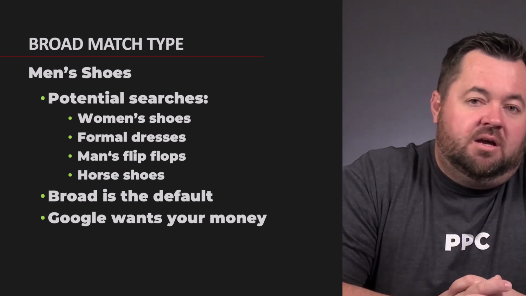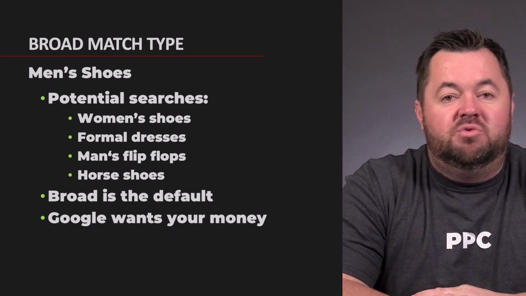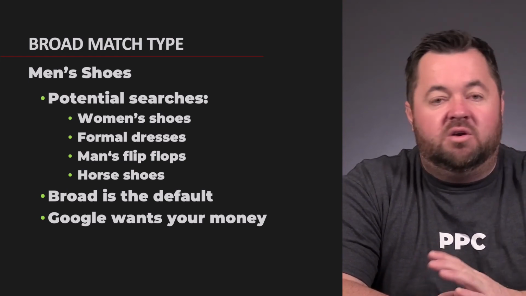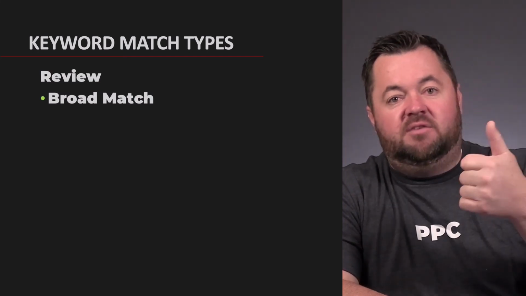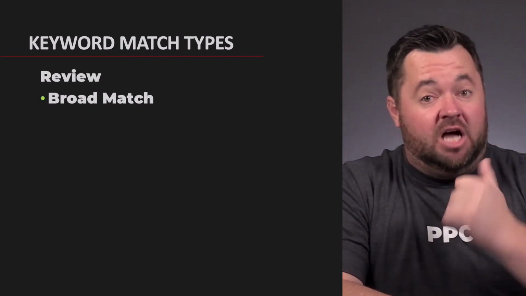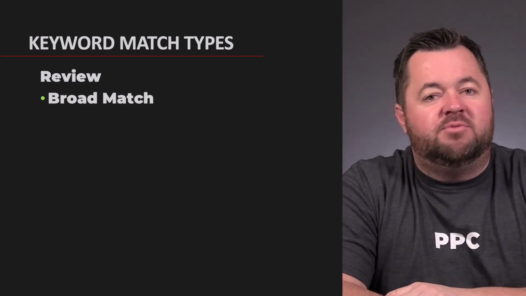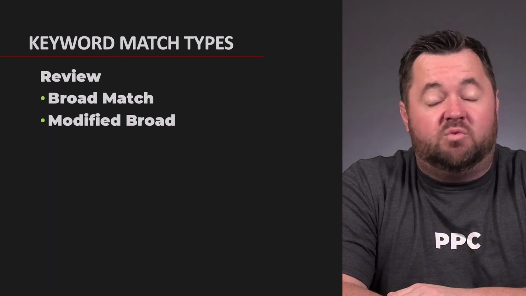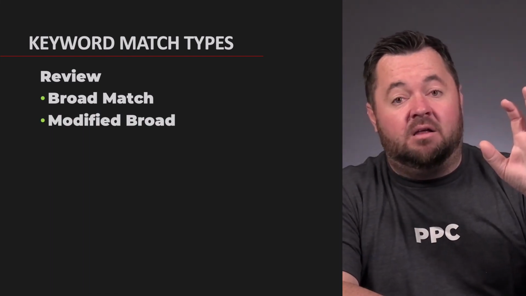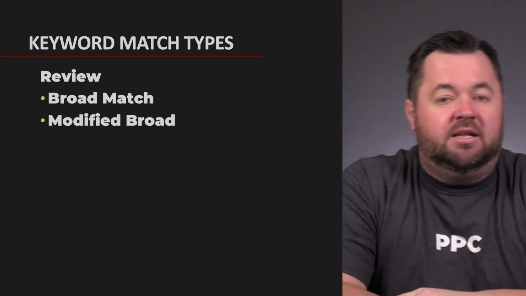Okay, so Google wants your money. That's why this is the default. You want to make sure that you know why you're running and what you're running. So in review, broad match, the default, the worst one to run. It's going to give you a lot of clicks, but they're not going to be very relevant clicks. And there's very few times when I would ever recommend somebody runs that. Modified broad is a good way to run at a high scale. And it's very broad, it's very loose, but at least you can get a lot of clicks this way.